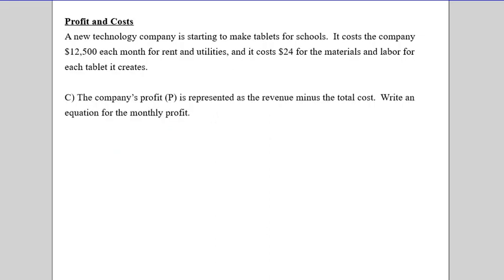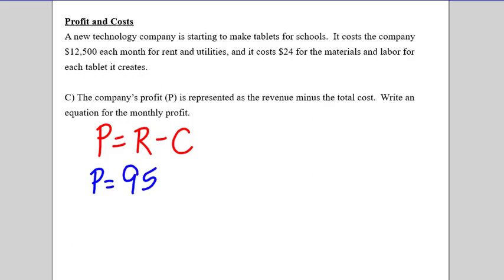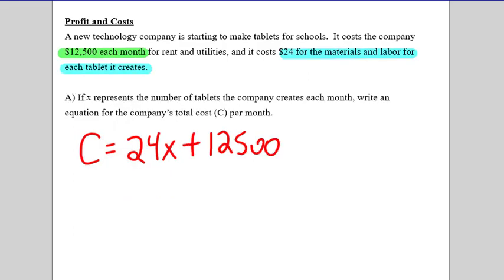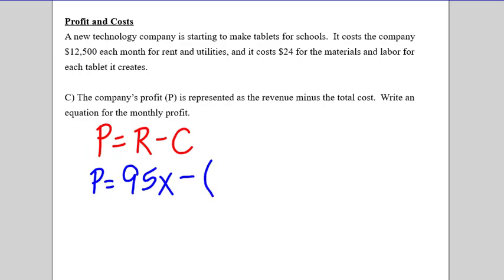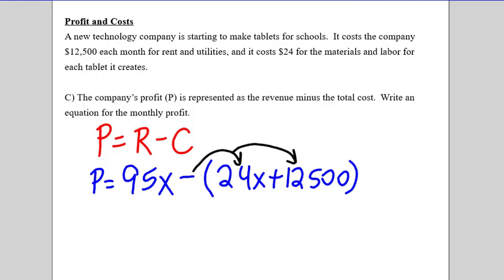Now we get to part C, and it tells us that the profit is represented by the revenue minus the total cost, and we'll write an equation for this. So profit is equal to the revenue minus the costs. Well, let's go back to our parts here. We said that the revenue just a minute ago was 95X. And then the cost, if we go back, was 24X plus 12,500. And we're going to then distribute that negative to both terms.